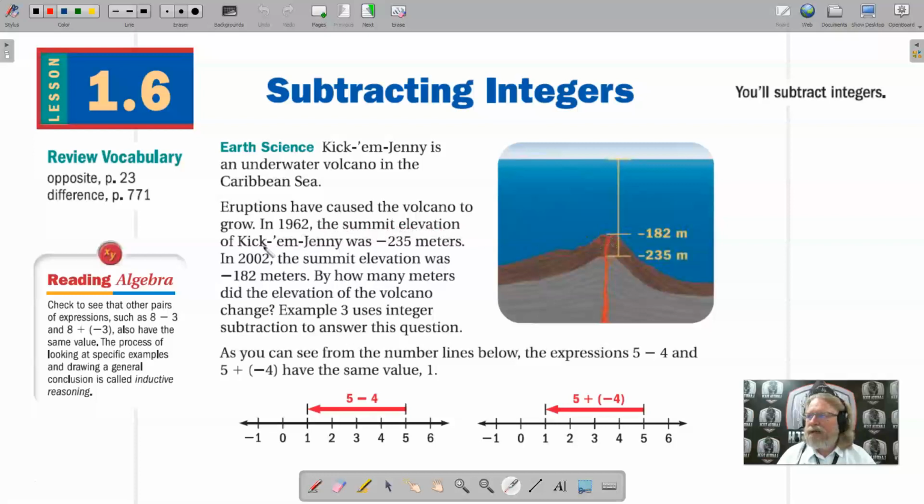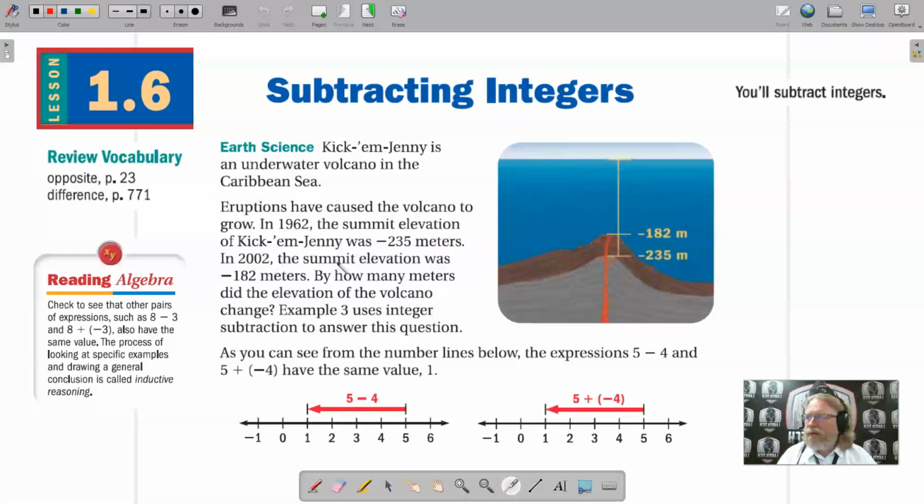the summit elevation of Jenny was negative 235 meters, meaning that measured from the surface of the sea level, the surface of the water here, down to what was the top of the volcano in 1962, had a measurement of 235 meters. We're calling it a negative 235 meters because it is below the surface of the water level there.